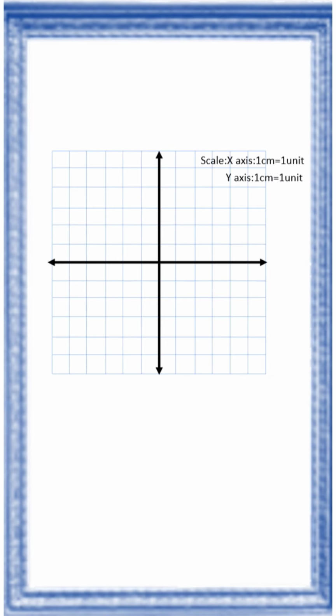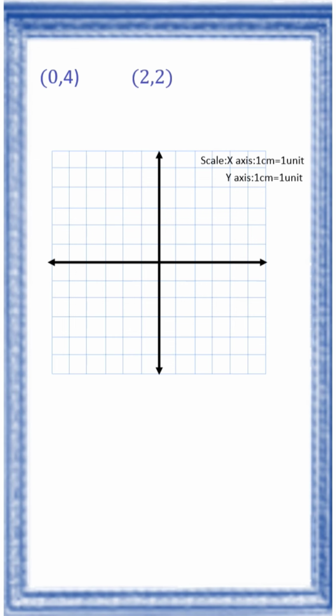Now let us have a graph sheet with the x and y axis. The scale is x-axis 1 centimeter means 1 unit, y-axis 1 centimeter means 1 unit.